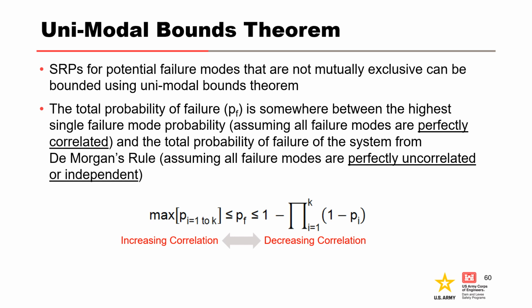If the total probability is equal to the probability of the highest single failure mode, then the potential failure modes are perfectly correlated. If the total probability is equal to the probability calculated by De Morgan's rule, then the failure modes are perfectly uncorrelated or independent. The true solution will be somewhere in between these values. When one PFM has a dominant probability, one that is much higher than that of the other failure modes, the difference between the unimodal bounds will be quite small, which I will illustrate next with an example.